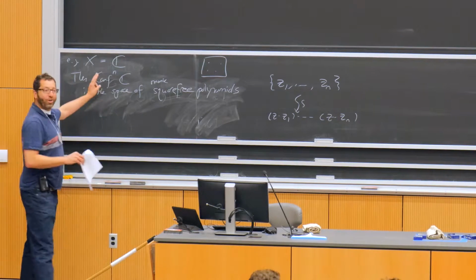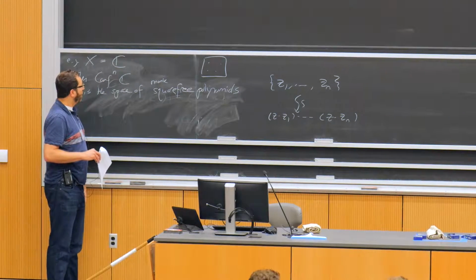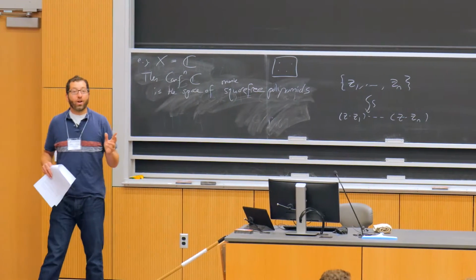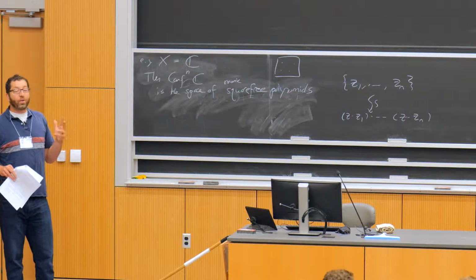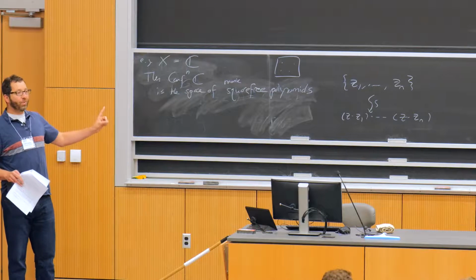So the question is, what's the cohomology of this space? How does it behave as n grows? Well, I'm not going to tell you how to do this, although I am going to tell you the answer. But let's talk about H1 a little bit more. Remember, I defined H1 as coming from the abelianization of the fundamental group. So what's the fundamental group of this space?